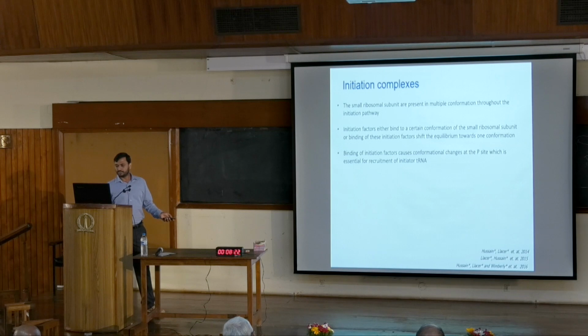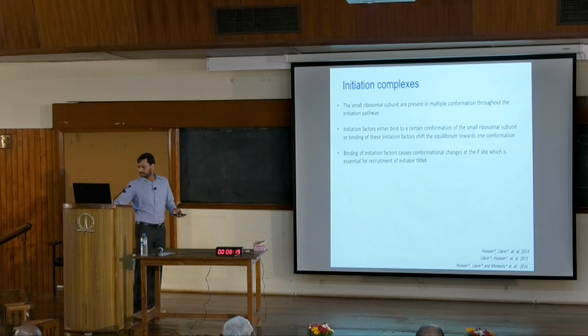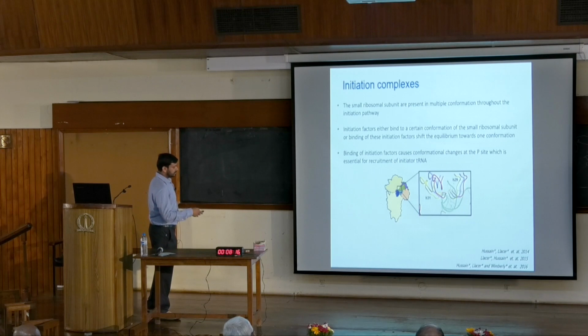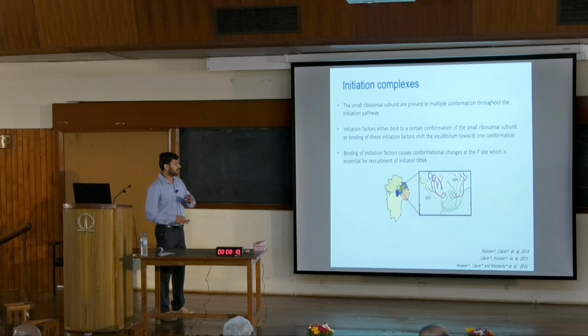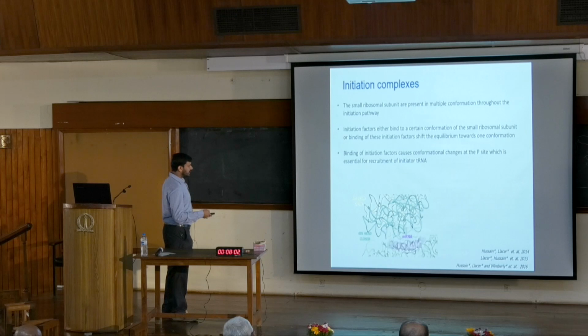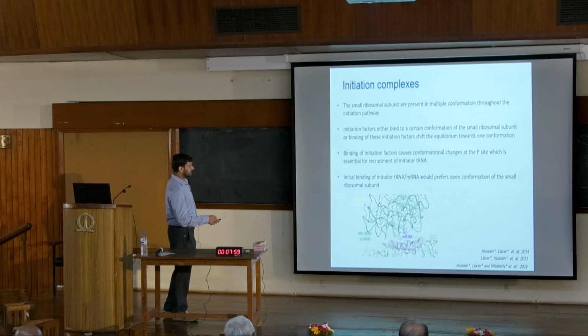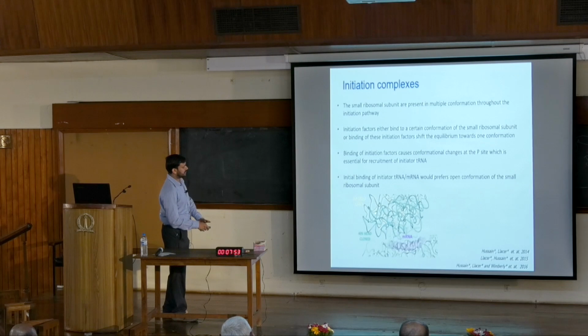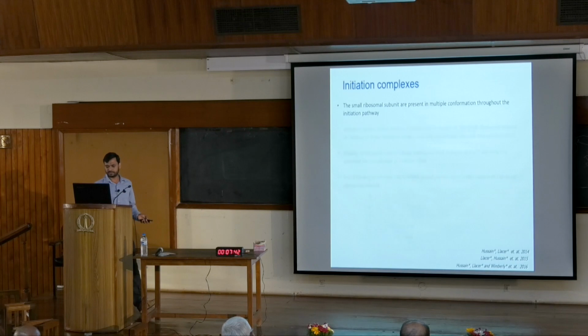Now binding of these factors causes conformational change in the P site, which is the site where the tRNA binds, or the initiator tRNA binds. So this is essential for the recruitment of initiator tRNA, and the initiator tRNA actually prefers an open conformation of the ribosome. By open conformation I mean that the head of the ribosome is further away from the body. So in yellow is the open conformation of the head, whereas the body remains the same, and in blue is the closed conformation.